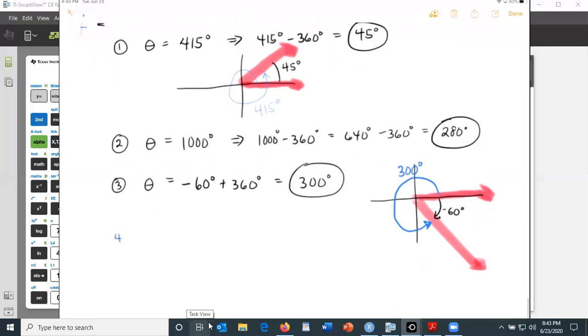Okay, one more. Number 4, what if it is negative 700 degrees?